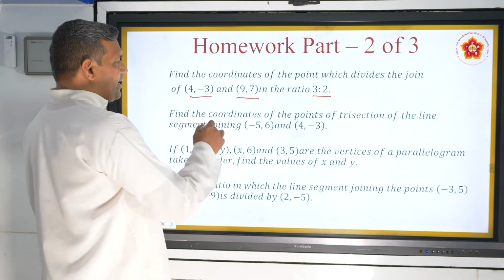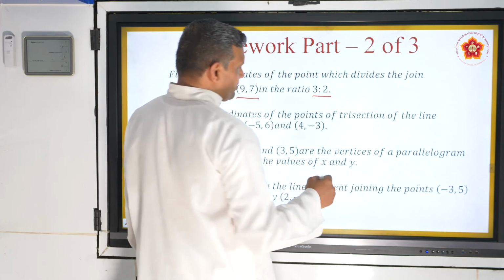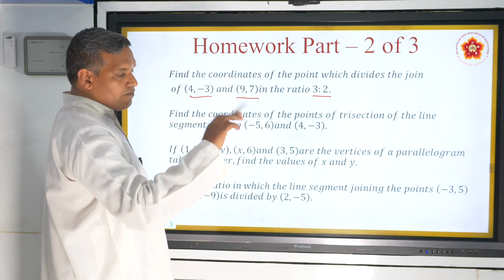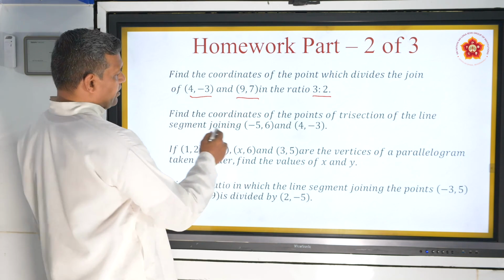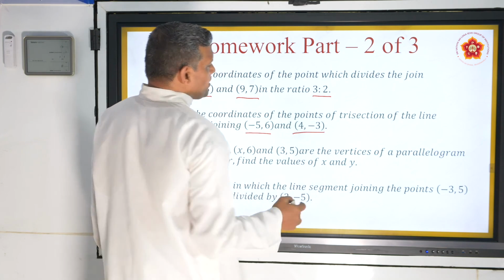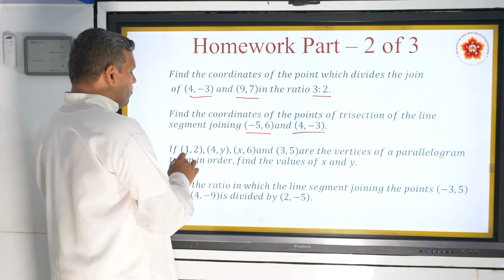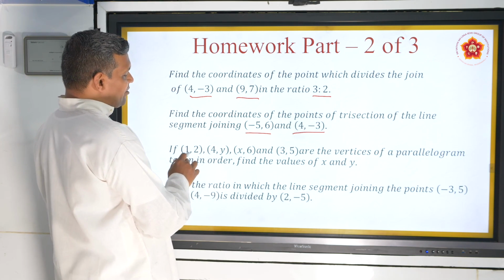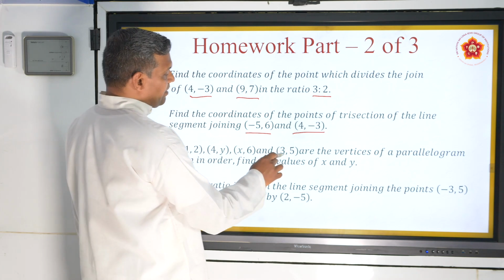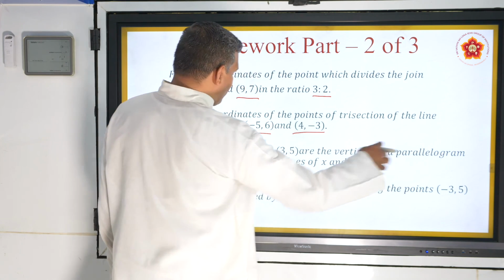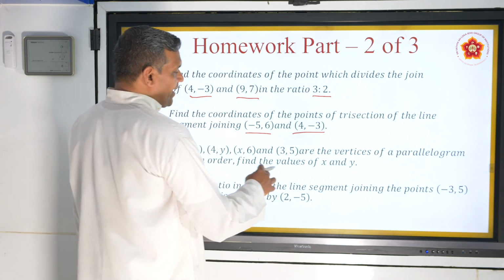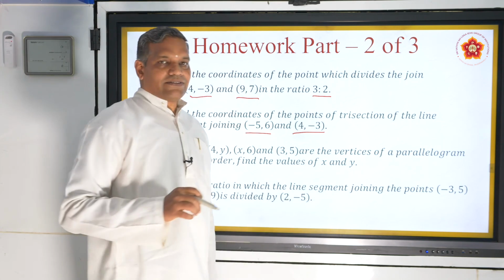And the second sum, find the coordinates of the points of trisection. The trisection thing you remember, 1:2 ratio and 2:1 ratio. Then you get these two points A and B, and P and Q you are supposed to find. Second homework sum. Third one: 1, 2, 4, y, x, 6 and 3, 5 are the vertices of a parallelogram taken in order. Find the values of x and y.